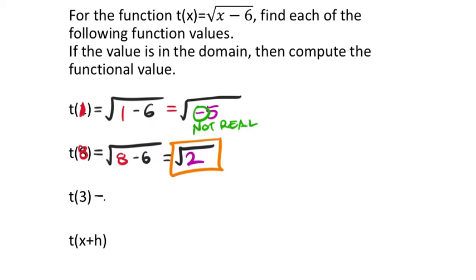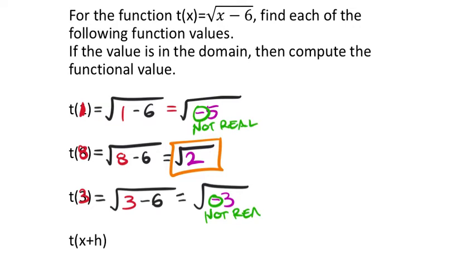Next up, T of 3. I think some of you guys know where this is going. But right now, it's x minus 6, right? But we're going to take the x and replace it with the 3 because it's T of 3. So replace the x with 3, and then you get the square root of negative 3. But again, it's the square root of a negative, so this one is not real, so it is not in the domain.